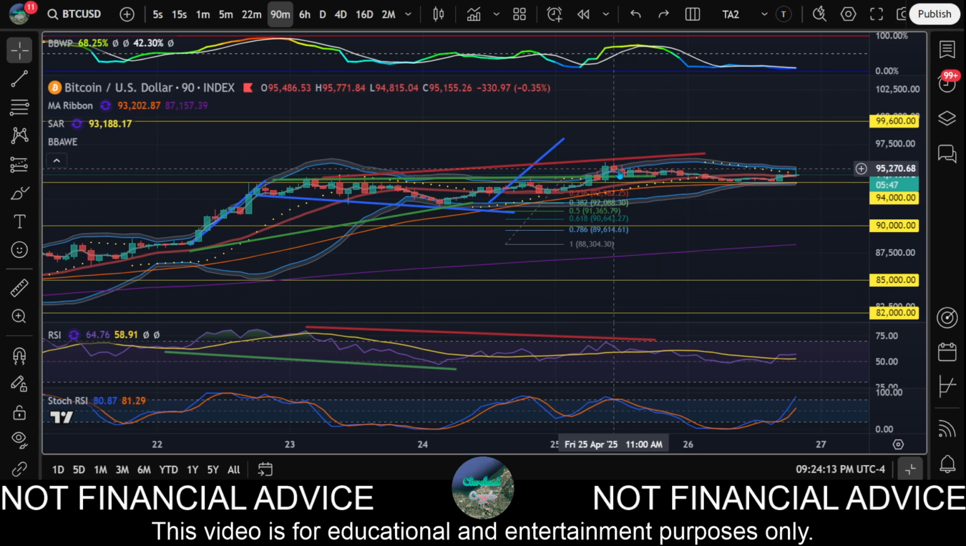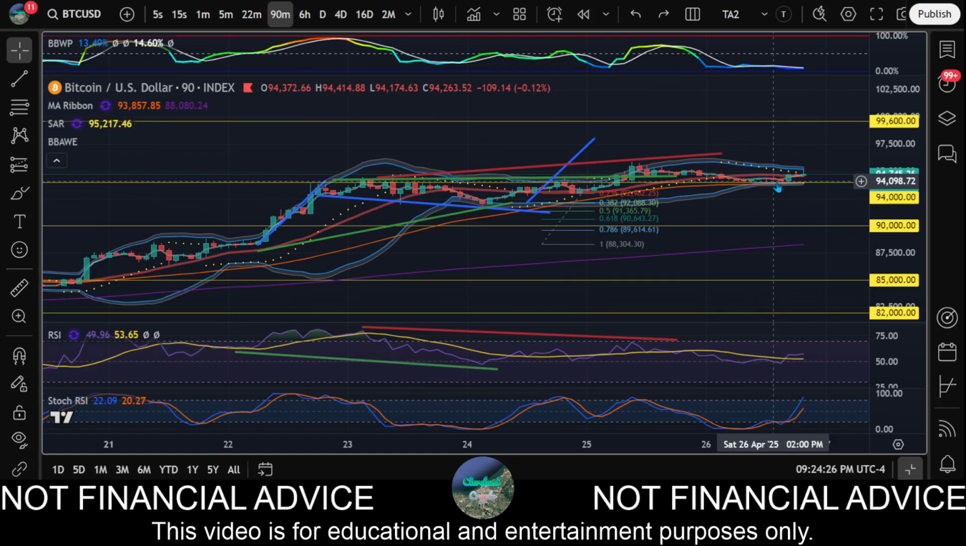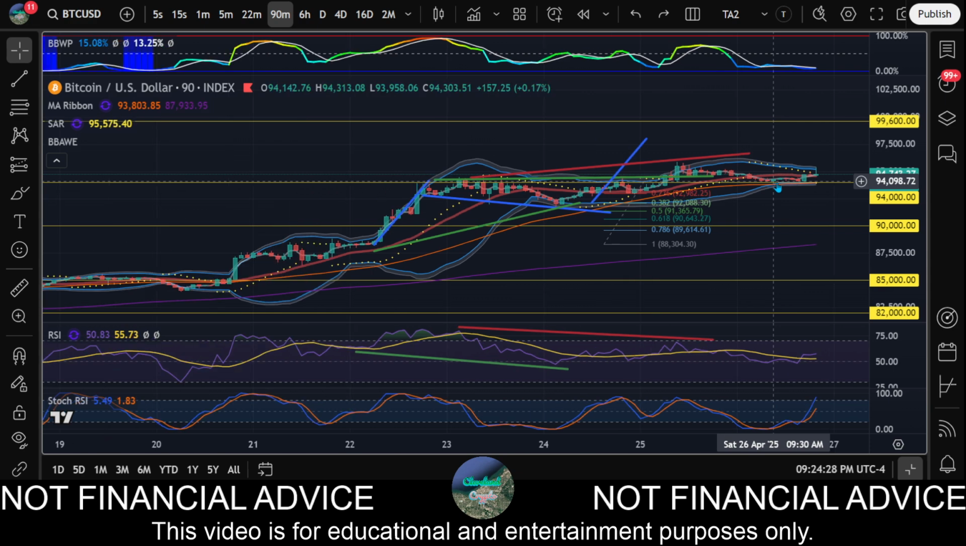Yesterday we made our video somewhere around here, and I was saying watch for a pullback, and we did get a bit of a pullback, not as far as I thought. 94 is holding very strong as support. So let's see if it can hold.